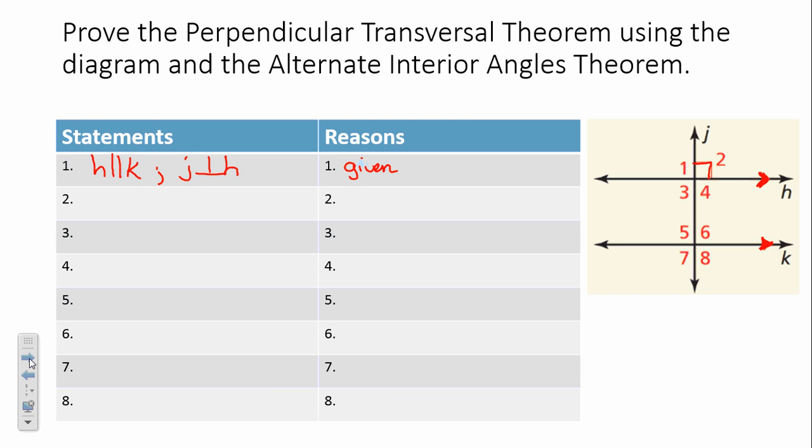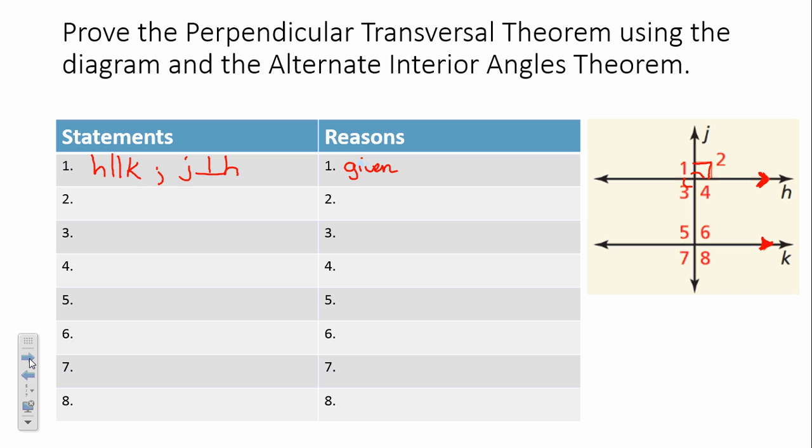Okay. So what's our next step going to be? They gave us a hint. They want us to use alternate interior angles. Is 2 an alternate interior angle to anything? 2 and 7 are alternate exterior angles. So we're going to have to do something to get some interior angles here. Okay. So 3, good. I like where you're going.